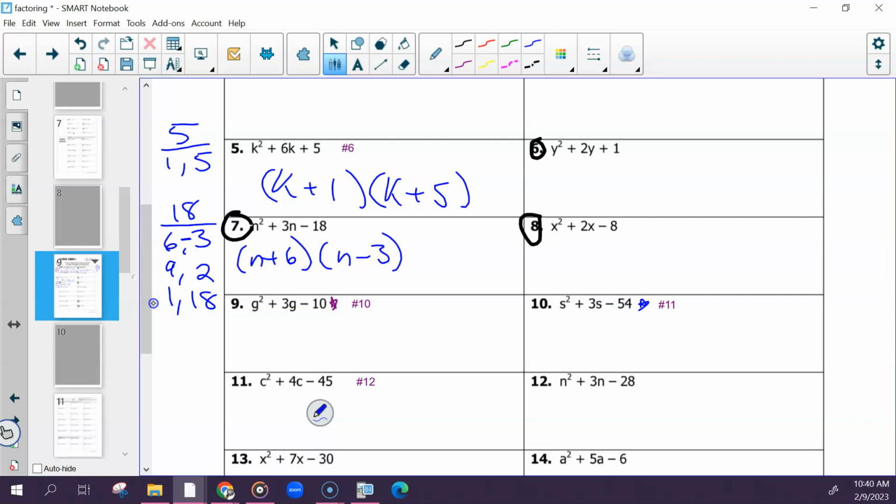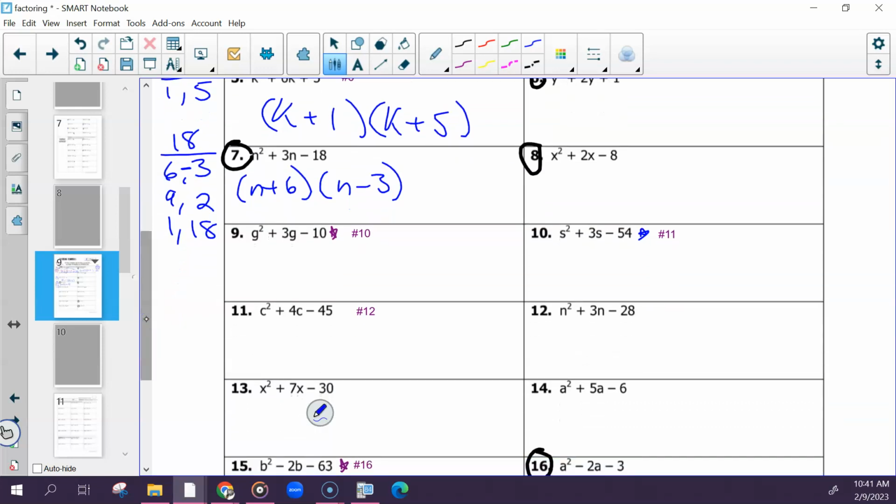So a rule, if you want to remember. So we said if both of them are plus, the two factors will have a plus. For this one, if your C value is negative, the last number is negative, and your B is positive, one of your factors is going to be negative, and the smaller one is going to be that negative. Let's do one more. Let's do 10. What are some factors of 54?